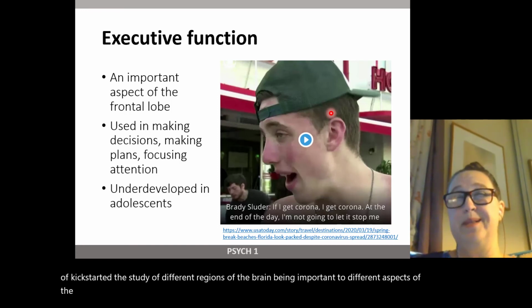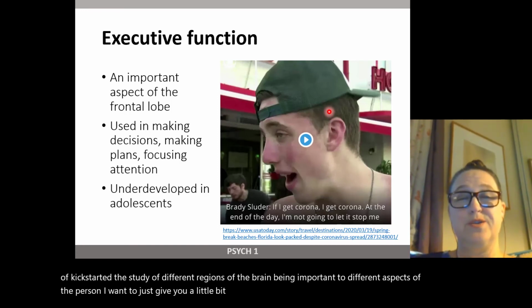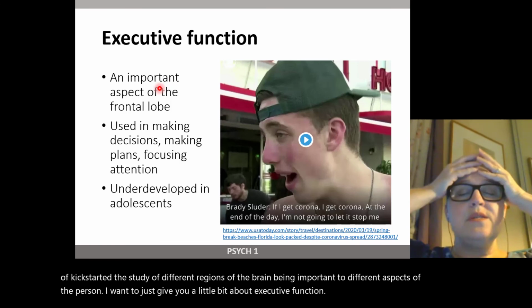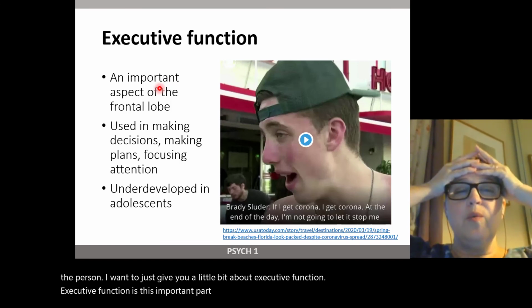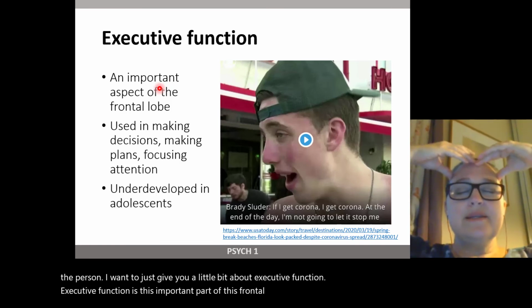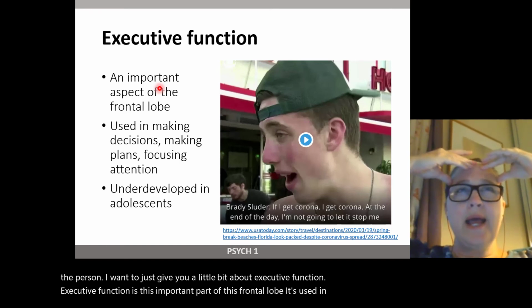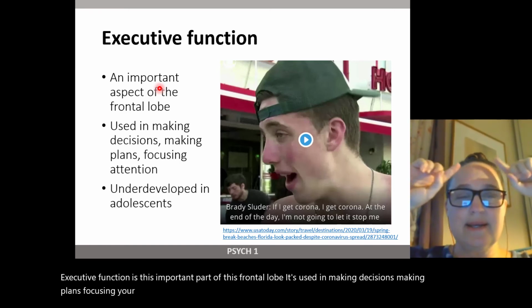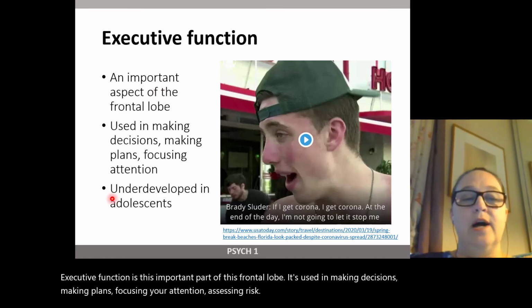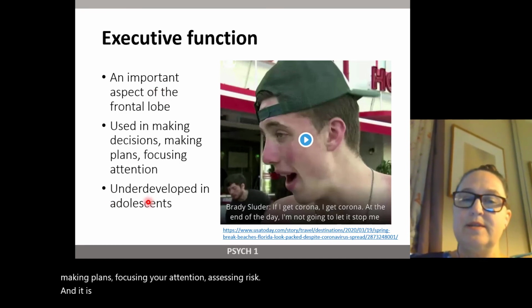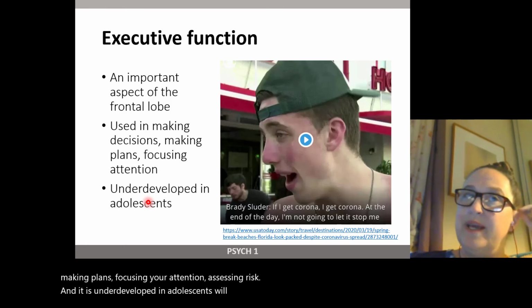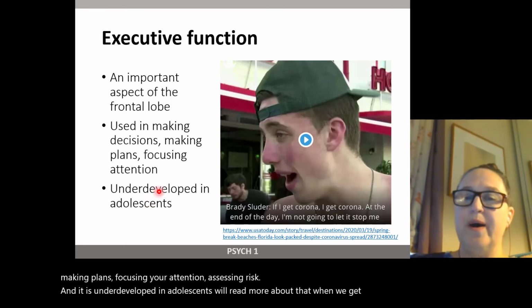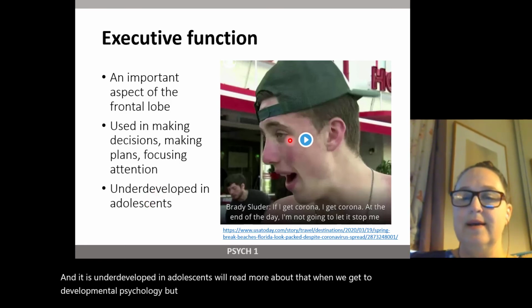I want to just give you a little bit about executive function. Executive function is this important part of the frontal lobe. It's used in making decisions, making plans, focusing your attention, assessing risk. And it is underdeveloped in adolescence. We'll read more about that when we get to developmental psychology.